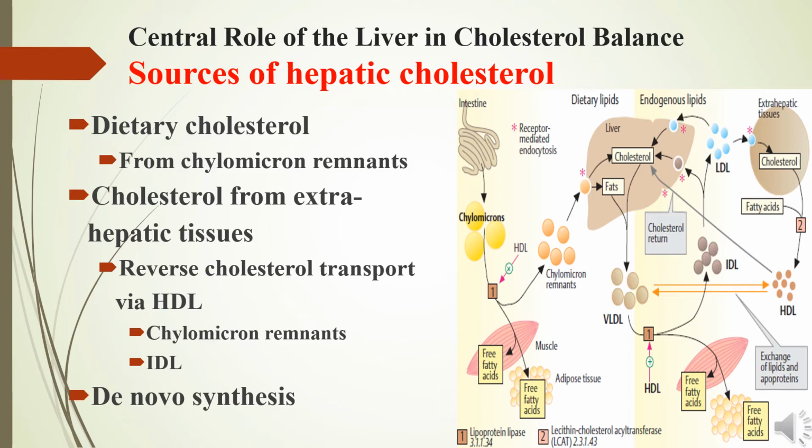The second source is the reverse cholesterol transport via the high-density lipoproteins, which take up cholesterol from tissues to the liver. High-density lipoproteins take cholesterol from the chylomicron remnants and intermediate density lipoproteins. A third source for hepatic cholesterol is a de novo synthesis from the precursor substrate acetyl coenzyme A.